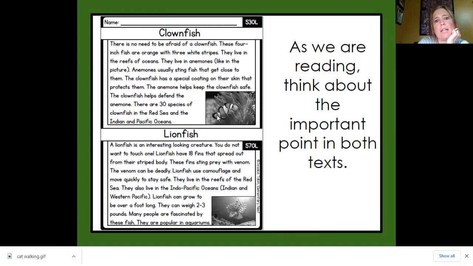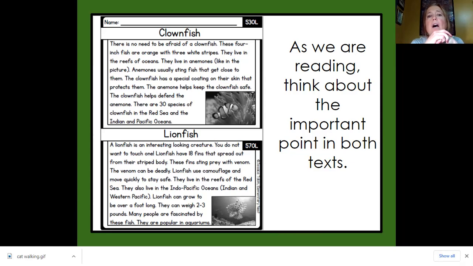So an anemone is a plant that grows in the ocean, and the clownfish is actually living inside of it. Anemones usually sting fish that get close to them. The clownfish has a special coating on their skin that protects them. The anemone helps keep the clownfish safe. The clownfish helps defend the anemone. There are 30 species of clownfish in the Red Sea and the Indian and Pacific Oceans.